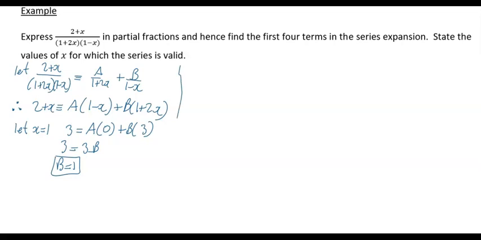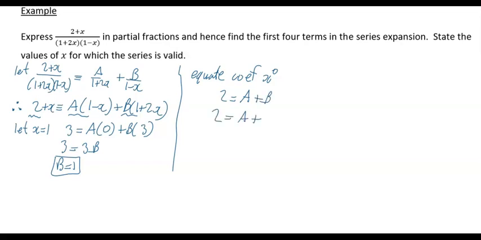Next thing I'm going to do is find the other one. How will I do this? I'll do this by equating my coefficients, and I'll equate coefficients of x to the power of 0. So remember, x to the power of 0 means your term which doesn't have any x's, it's the numerical term. So on my left hand side, numerically I've got 2. On my right hand side I have a times 1, which is just going to be a, and I have b times 1, which is just going to be b. And we know already that b is equal to 1, so that means 2 minus 1 is equal to your a, and a is also equal to 1.